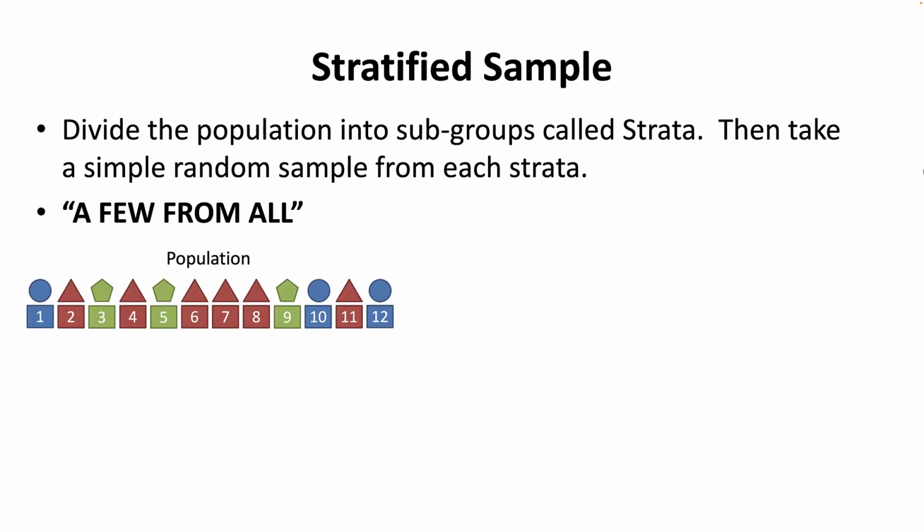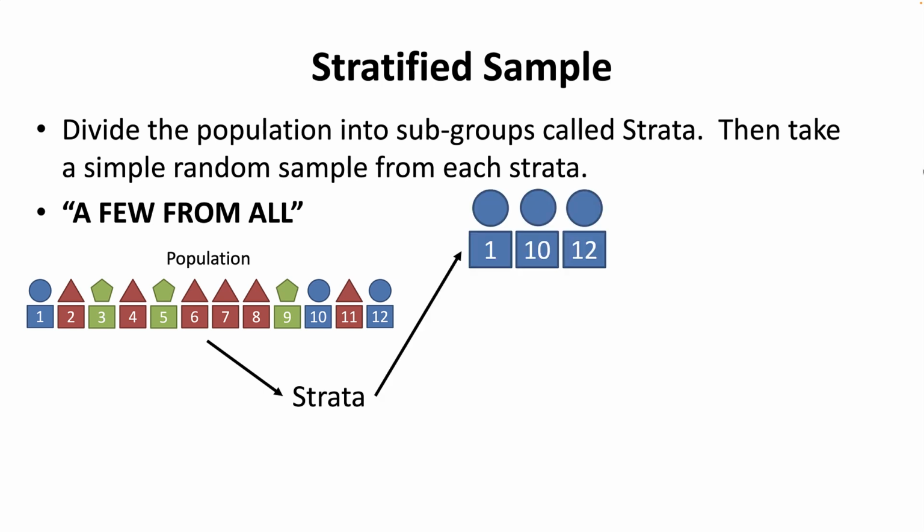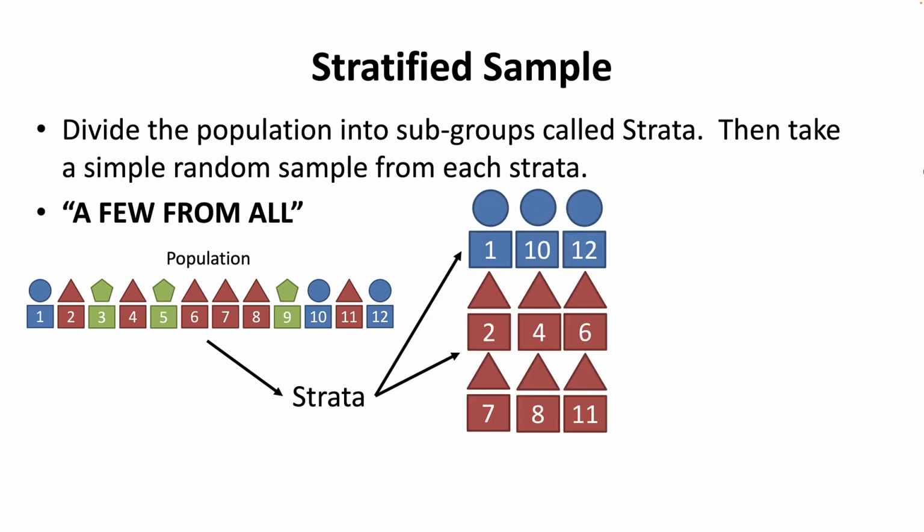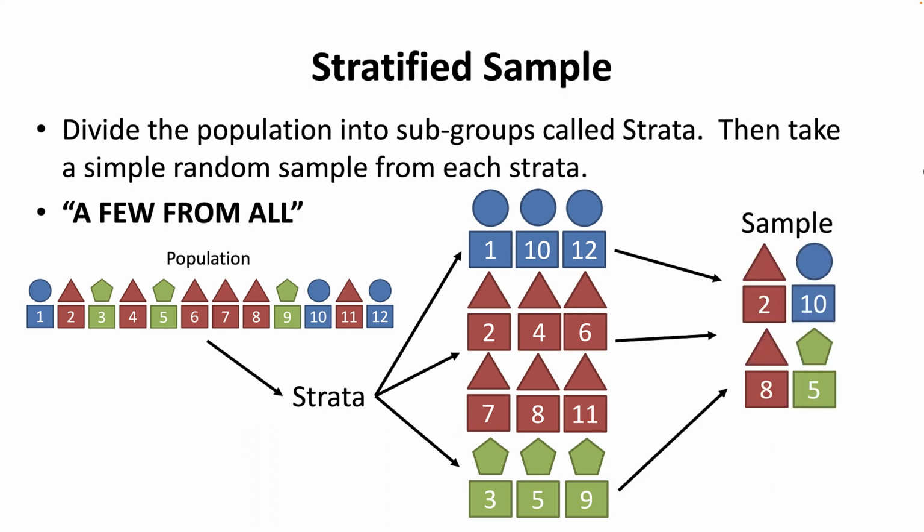You have your population, you divide your population up into strata, which are non-overlapping groups, like we can group them together by the blue circle group, the red triangle group, and the green pentagon group. These groups are non-overlapping, and then we use a simple random sample to select members of each group. So in this case, our sample is 2, 10, 8, and 5.